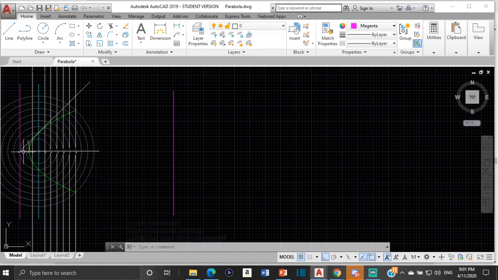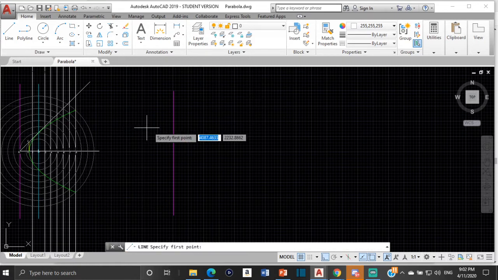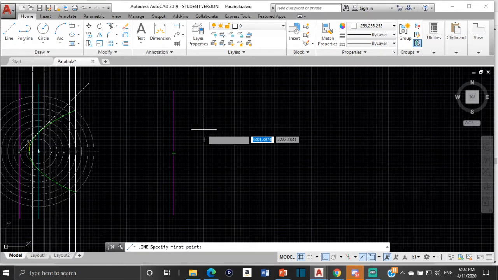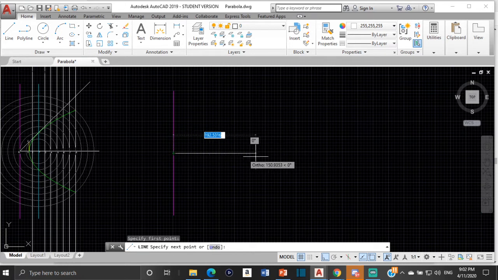Then I'm going to draw the center line here. Let me use white for that. If I'm going to draw the center line, ensure that in AutoCAD you have midpoint turned on, and then from the midpoint here I'm going to draw a line. This line has no specific length, so let me just draw it out to somewhere like here.